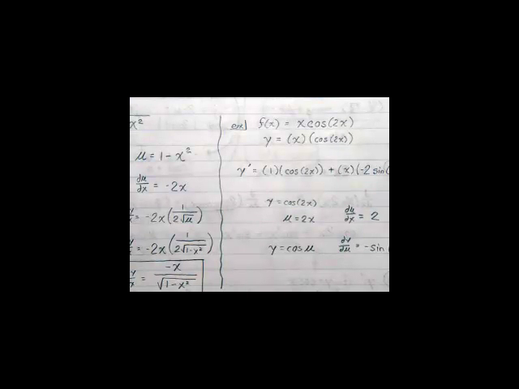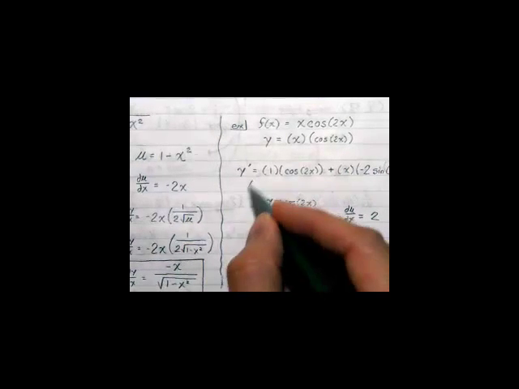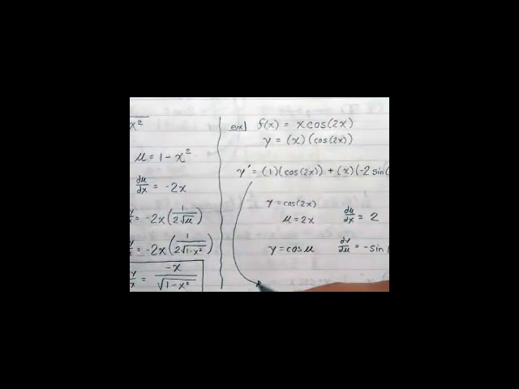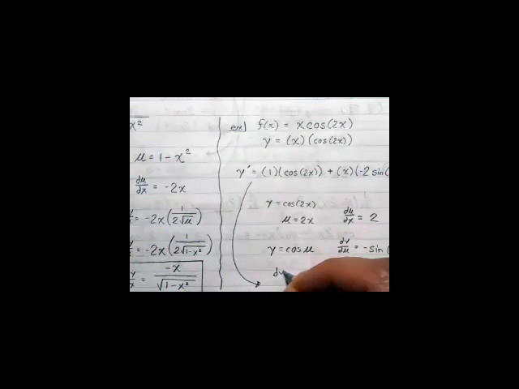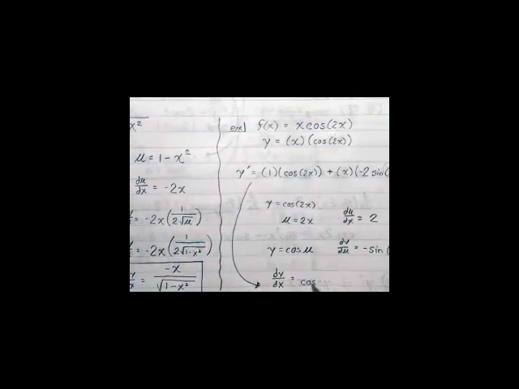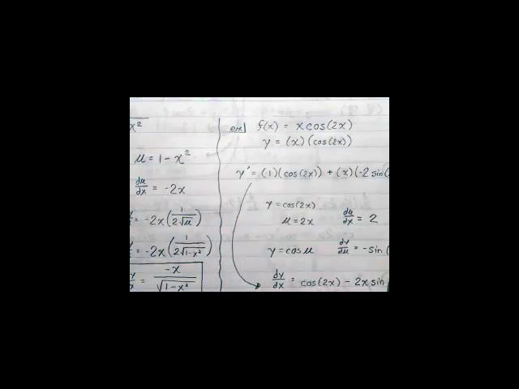And then again, simplify, simplify, simplify as much as you can. So we end up with cosine 2x minus 2x sine 2x for that.